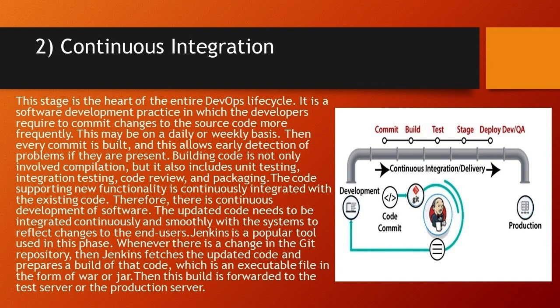Jenkins is a popular tool used in this phase. Whenever there is a change in the Git repository, Jenkins fetches the updated code and prepares a build of that code, which is an executable file in the form of war or jar. Then this build is forwarded to the test server or the production server.